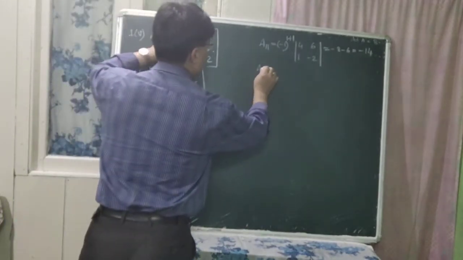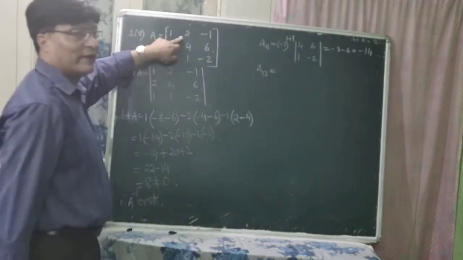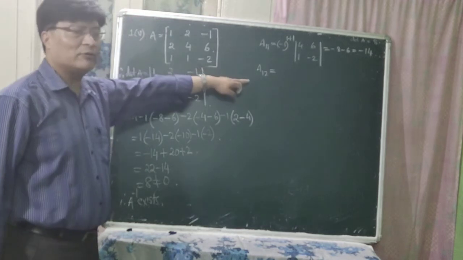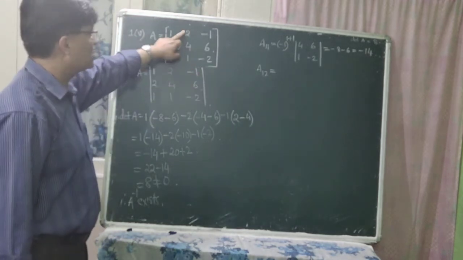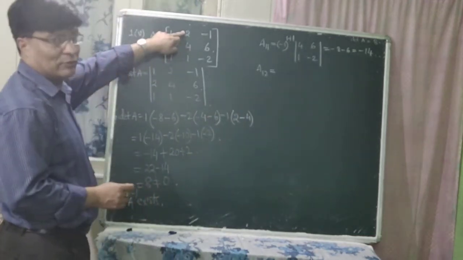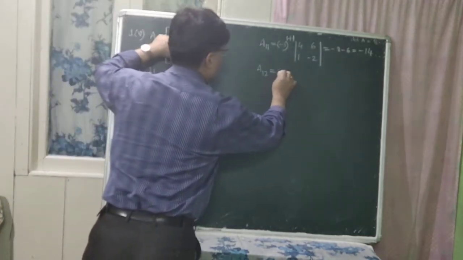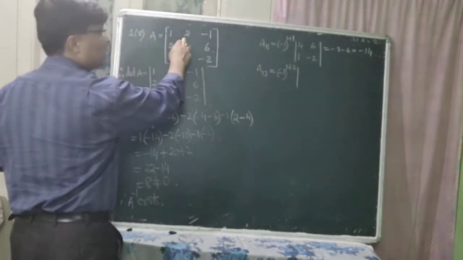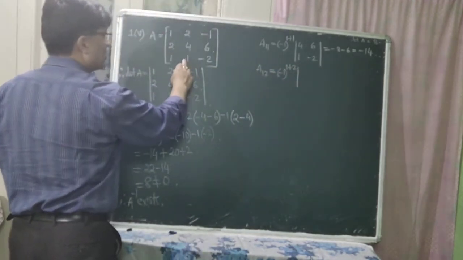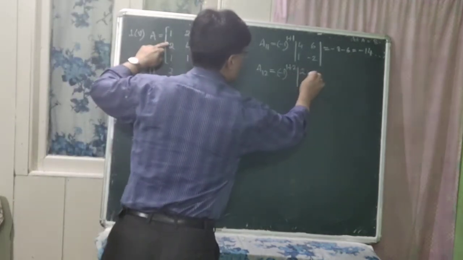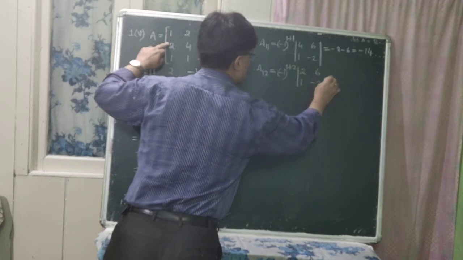Let us find out A12. How can you find it? A12 means you have to find out the cofactor of the element belonging to the first row and second column. That means 2. You know that, isn't it? So what is the cofactor of 2 now? How can you get it? Minus 1 whole to the power 1 plus 2. Now delete the row and the column through the element 2. First row and second column are deleted. What remains? 2, 6, 1, minus 2. Okay? 2, 6, 1, minus 2.